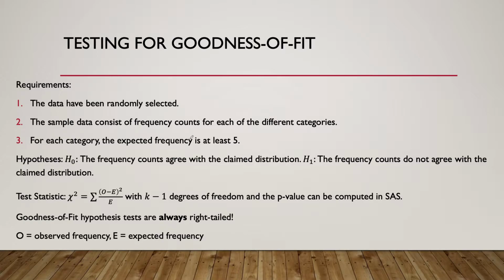The test statistic specifically is a chi-square statistic, which for this particular test is equal to the sum of the observed frequencies minus the expected frequencies, squared, divided by the expected frequencies. This has k minus 1 degrees of freedom, and the p-value can be computed in SAS. Goodness of fit tests are always right-tailed. O is observed frequency, E is expected frequency.